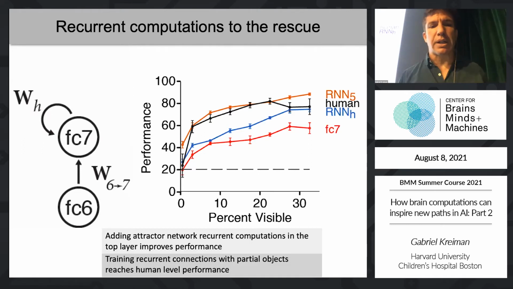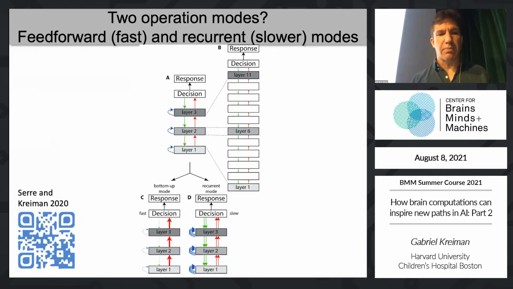Adding an attractor network, recurrent computations to the top layer can improve performance. Training those can reach human level performance. So I want to just end this part with a very speculative notion that there may be, just roughly speaking, two operational modes. One is that it's basically feed forward and fast. The other one that's recurrent and slower.